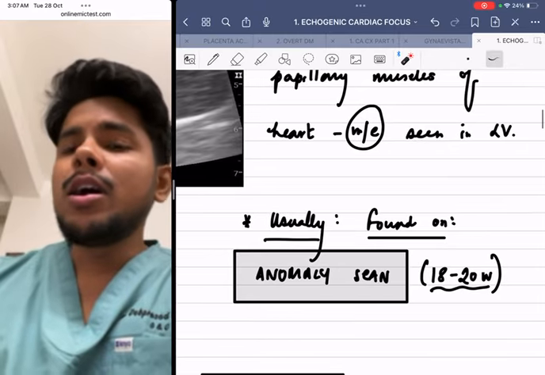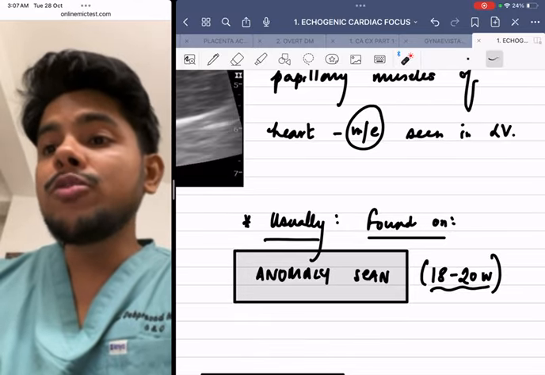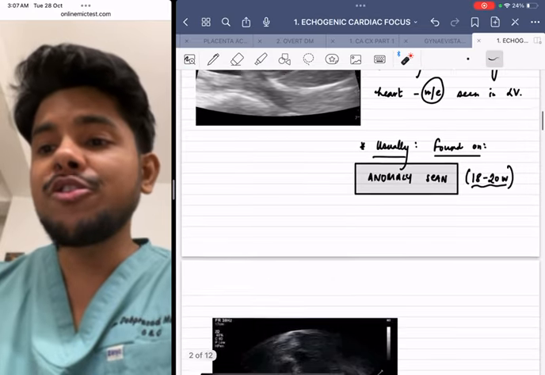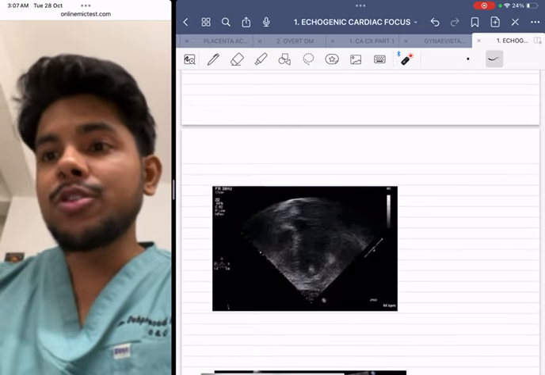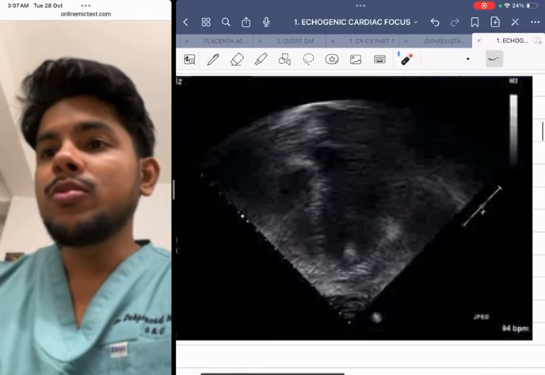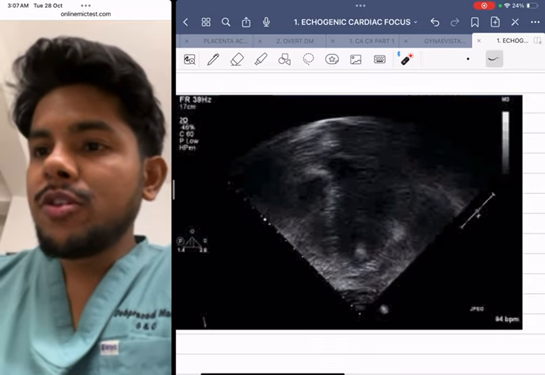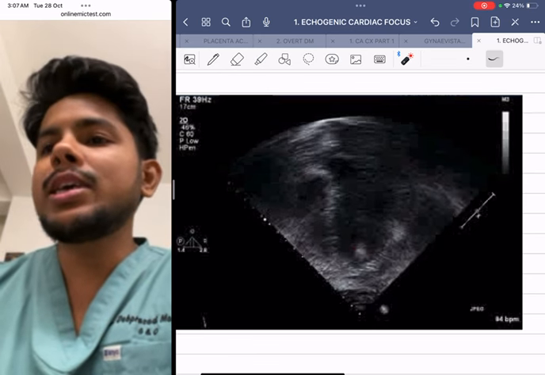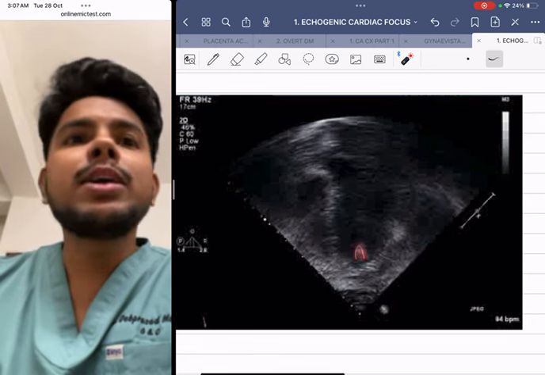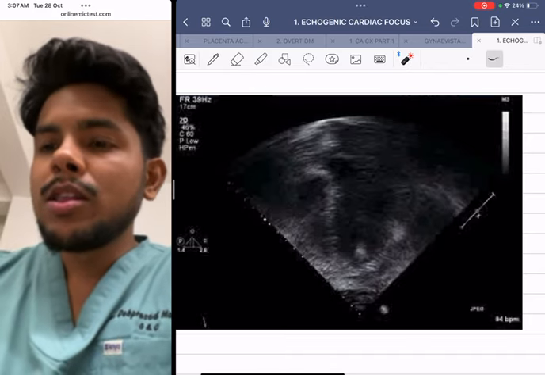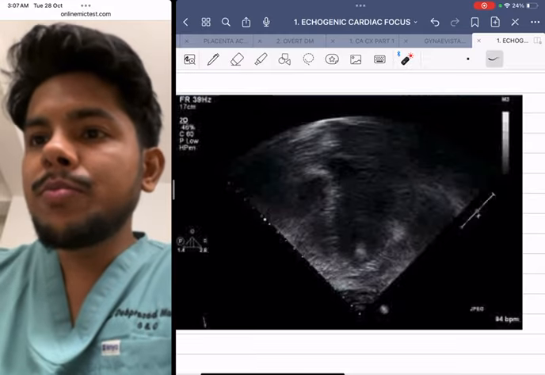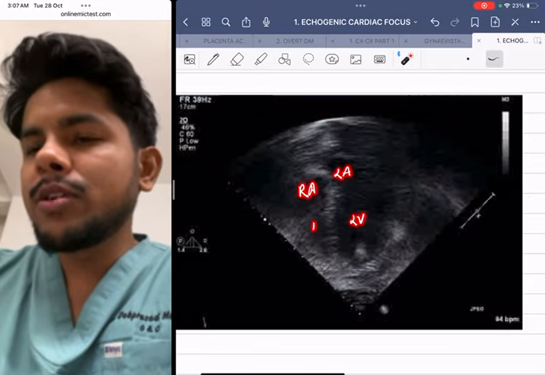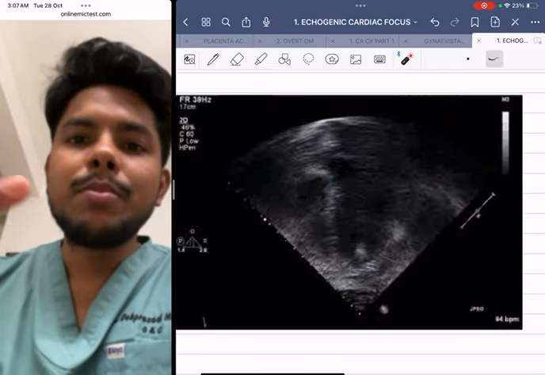Now, usually it is found on the anomaly scan, which is done somewhere between 18 to 20 weeks of gestation. Now, we'll be going through some pictures. So this is another picture of an echogenic cardiac focus. Can you see this? This is the echogenic cardiac focus right over here. This is nothing but the calcified papillary muscles, as we already discussed. Now we'll again orient ourselves with this picture. This is your right atrium, this is your left atrium, this is your left ventricle, and this is your right ventricle. Am I clear with this?